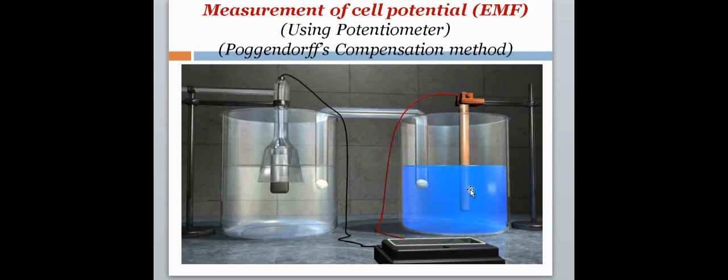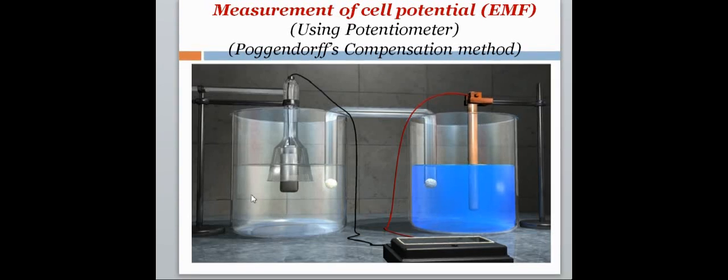So there are two containers. Look at this salt bridge, this glass tube. And these are two electrodes which are immersed in two different liquids, and then the wires are connected. So this is how the cell looks like with those two electrodes dipped in the solutions.